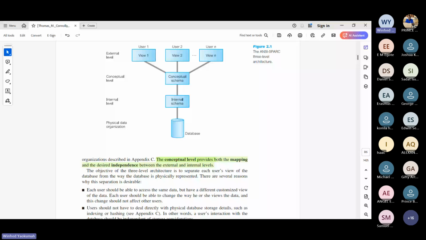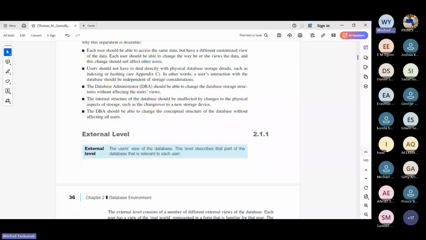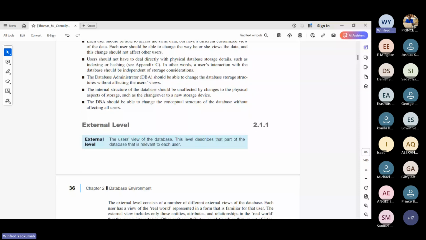So the external level, where you will see the user's view of the database. When you are working on a database, the interface that we normally provide to users is not the internal view of the database. The users are provided with a certain view that describes what is relevant to each user. We can even create customized views for groups of users that perform certain roles. So this level describes that part of the database that is relevant to each user.